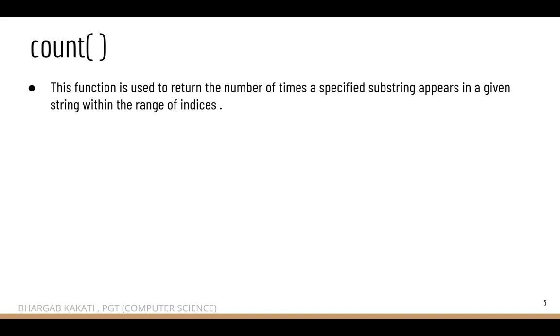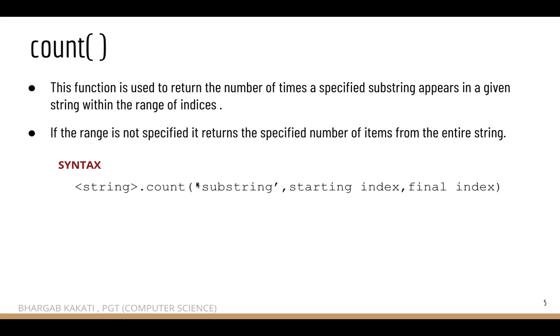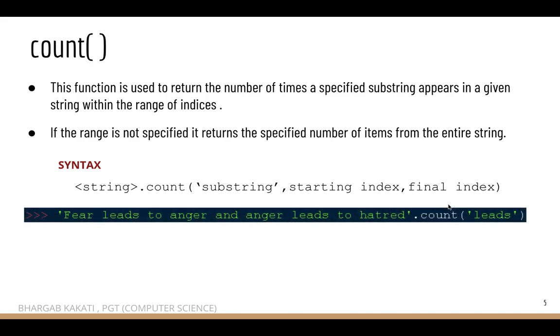Now what do we mean by substring? Substring means a part of a string. If from the entire string we consider only a part, that part is referred to as substring. If the range is not specified, it returns the specified number of items from the entire string. Let's try to understand with the help of an example. This is the syntax: string.count, within quotes we need to put the substring, comma the starting index, comma the final index. We'll try to understand it better with the help of an example.